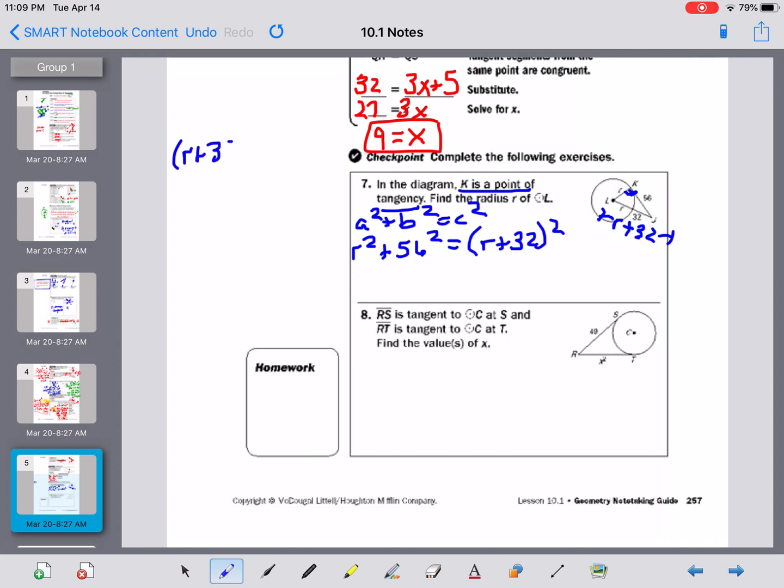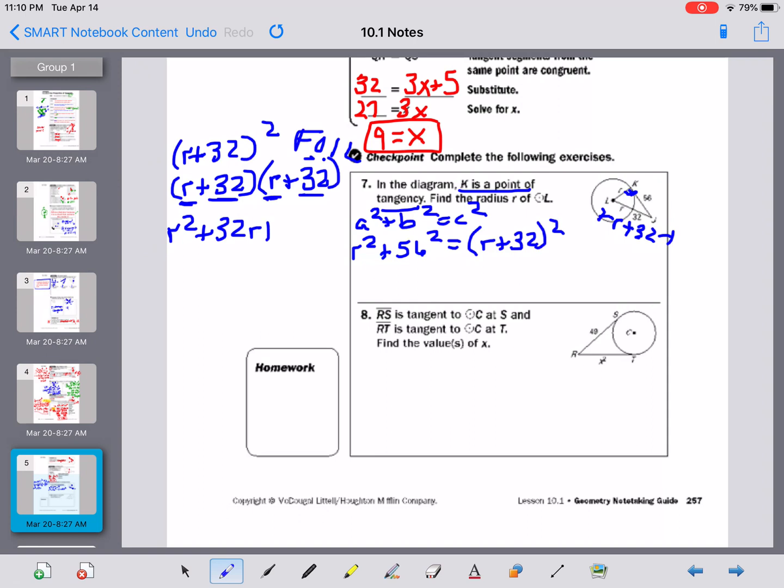r plus 32 squared. So that means I'm taking r plus 32 times r plus 32. And I'm going to FOIL again. First, r times r is r squared. O is my outside, so r times positive 32 is positive 32r. Insides are the two inside here, positive 32 times r gives me another positive 32r. And finally, my last two is positive 32 times positive 32. Calculator's handy here to get 1,024. All right, so on my right side, I'm going to simplify that down to r squared plus 64r plus 1,024.